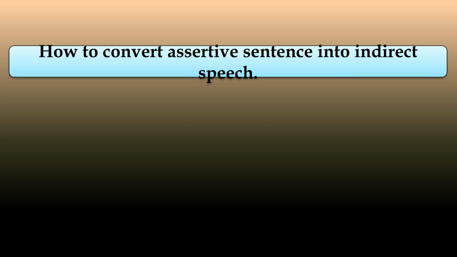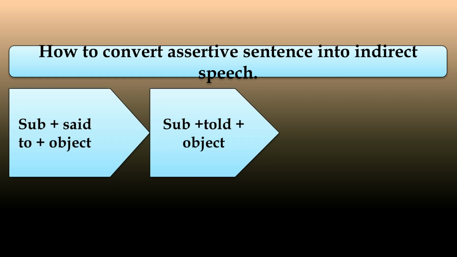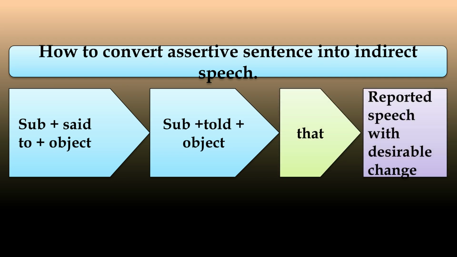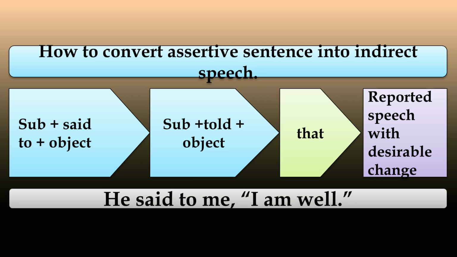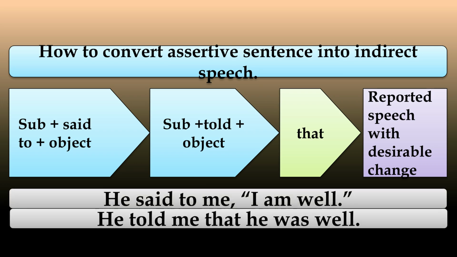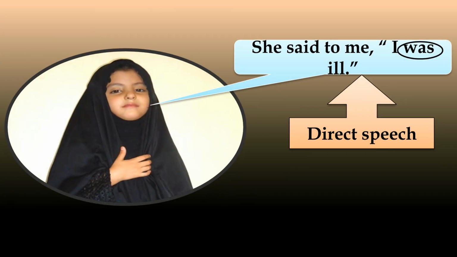To convert an assertive sentence to indirect speech, follow this structure: sub plus told plus object, followed by that, and then the reported speech with desirable changes. For example, he said to me, "I am well," becomes he told me that he was well. Let's practice with an example.